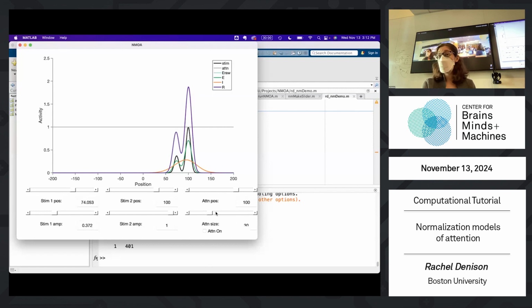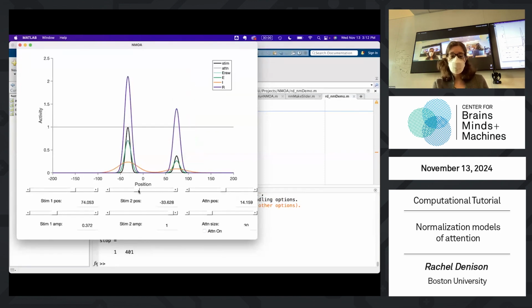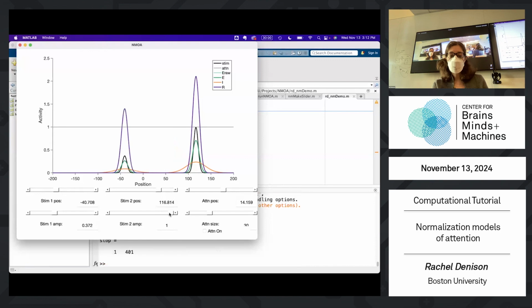How's everyone doing? Everyone pushing buttons and making things go? Okay. Sorry, so we're turning off attention? Yeah, just turn off attention and then make sure you can move things around, and that everything's working for you in terms of how you can change the amplitude of the stimuli and the position of the stimuli. That's really all you need to do at this point.